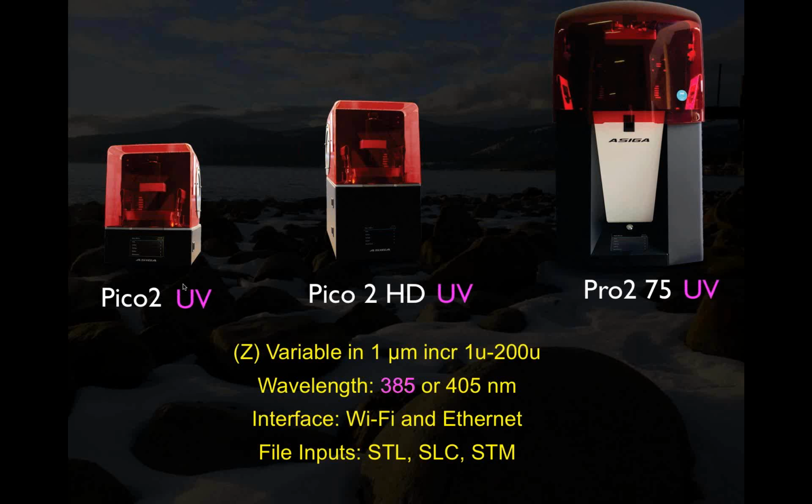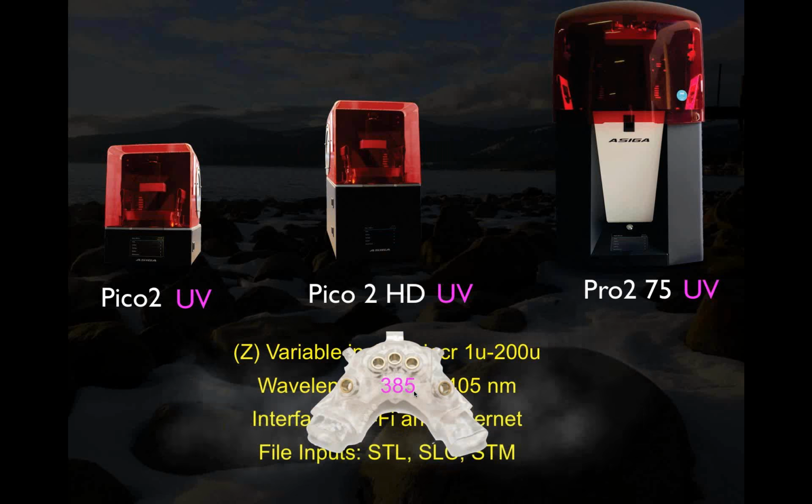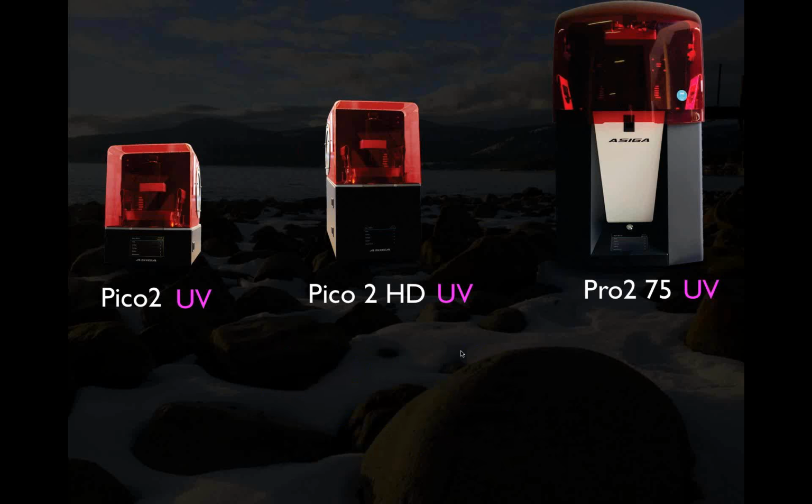Now, these 3 also come in a UV version, which means it's a 385 nanometer light source. And we already know the implications of that, right? Printing clear materials, number 1, slightly faster, more energetic. And really that's the key difference. But remember, the UV versions are slightly more expensive.